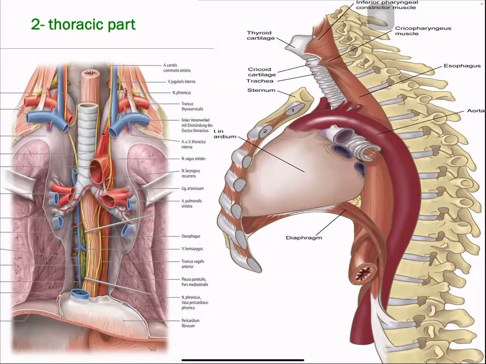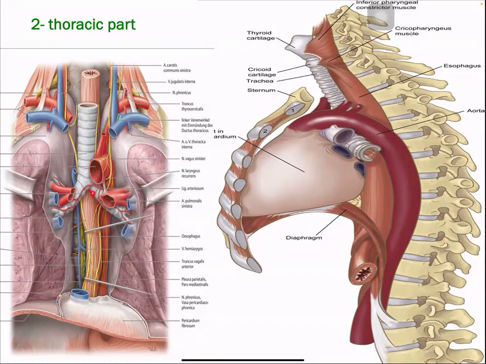On the left wall, at the level of the origin of the left subclavian artery, the arch of the aorta lies on the left of the esophagus and impresses it. Below this level, the esophagus lies in direct contact with the pleura and lung.